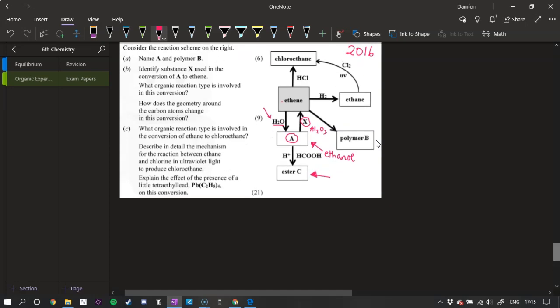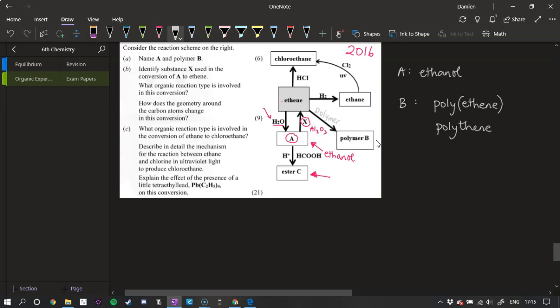And before we get on to the ester, let's see if we can answer a couple of questions. So name A and polymer B. So A at this stage, we should know, is going to be ethanol. And then it asks you to work out what polymer B is. So if you have ethene and you're creating a polymer, well then that means you're going to have multiple ethene molecules, which means you're going to have polyethene. Now, polyethene, the ethene's in brackets, is written as polythene, which is your basic plastic bags.